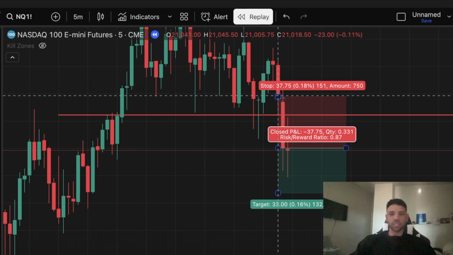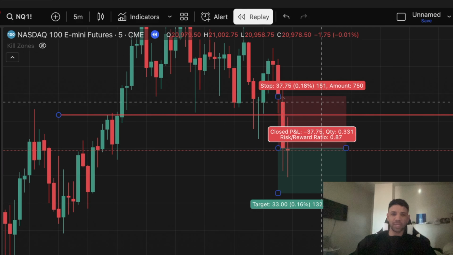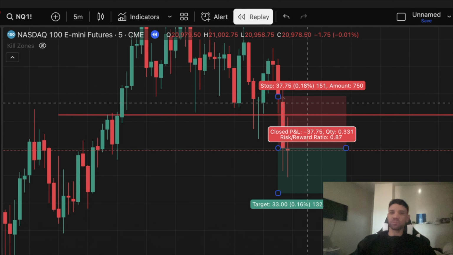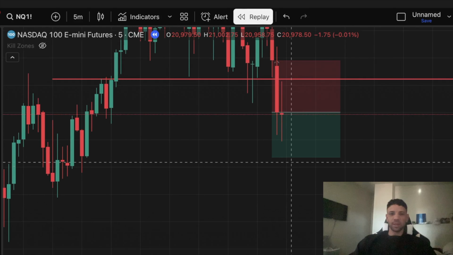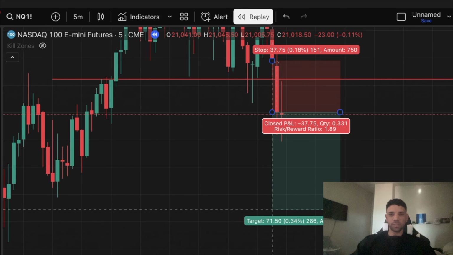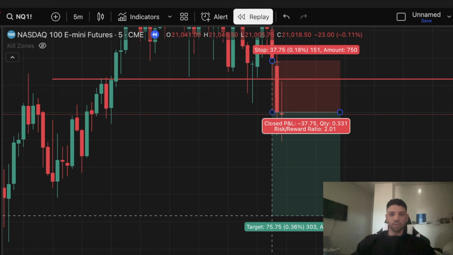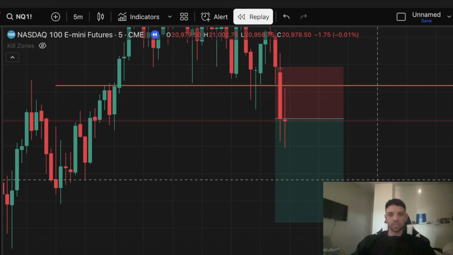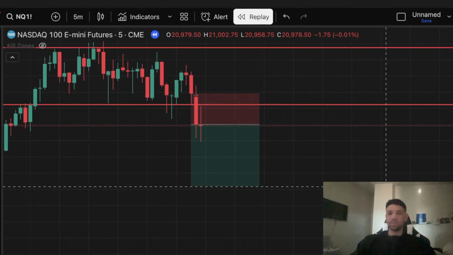So for this, you'd want to risk like 150 just to be inside of that box a little bit. So if price comes back, you have a little leeway there. And then if you're risking 150 points, you want to get at least like a 1 to 2, which would be about 300 points. So let's go ahead and hit play and see what happens next.